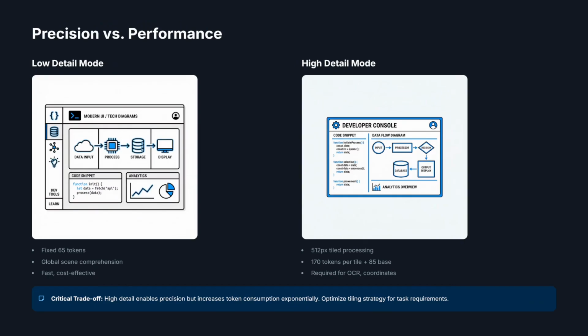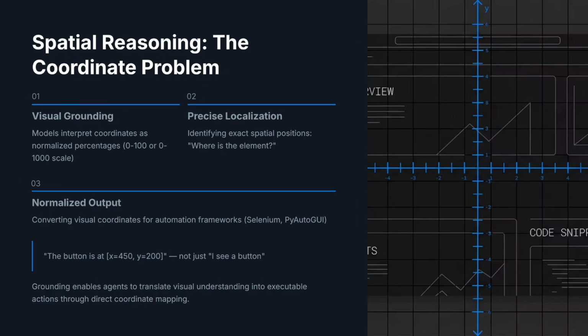In production, resolution is your biggest variable. You have two modes, low and high. In low detail mode, the model sees a 512 by 512 summary for a flat cost of 65 tokens. It's fast, but it's blurry for detail-oriented tasks. In high detail mode, the model tiles the image into 512 pixel squares. Each tile costs 170 tokens plus an 85 token base. If you're building an agent to perform OCR or find a specific 20 pixel icon on a 4K screen, you must use high detail. If you don't, your agent will hallucinate coordinates because it simply can't see the pixels it's trying to click.